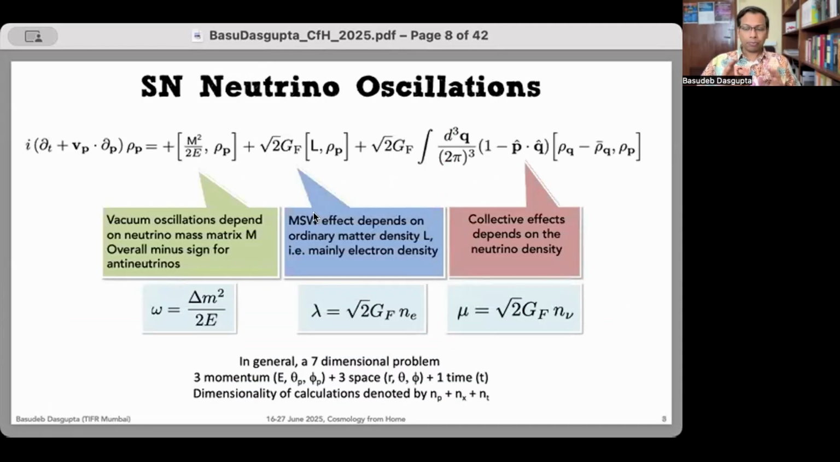So in more detail, more precisely, the equation is not a Schrodinger equation, but more like a Boltzmann equation with a Liouville derivative on the left-hand side. So what you can see is this is an i time derivative plus velocity dot gradient acting on the density matrix.